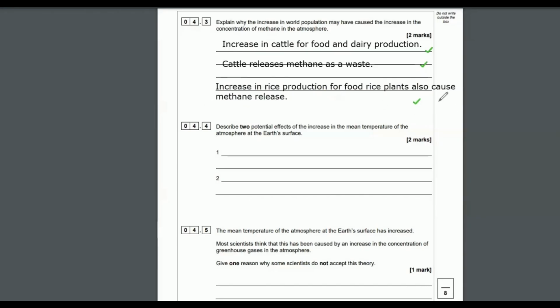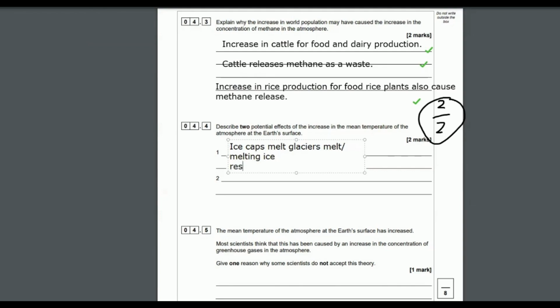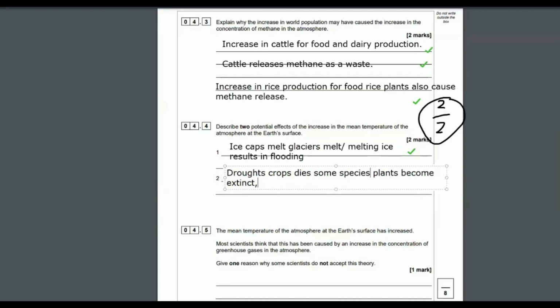Zing, zing, zing. 4.4. Describe two potential effects of the increase in the mean temperature of the atmosphere at the Earth's surface. So, again, there's a list of about 20 things here. If the atmosphere at the surface of the Earth, so where we live, is increasing in heat, what's that going to do? What are the effects? So, we've got melting the ice caps, more flooding, sea levels rising, habitat destruction, species extinction, increasing temperatures in some countries. Think of the south of Spain, which is becoming like a desert, desertification. Droughts, basically. Crops die, less food available.